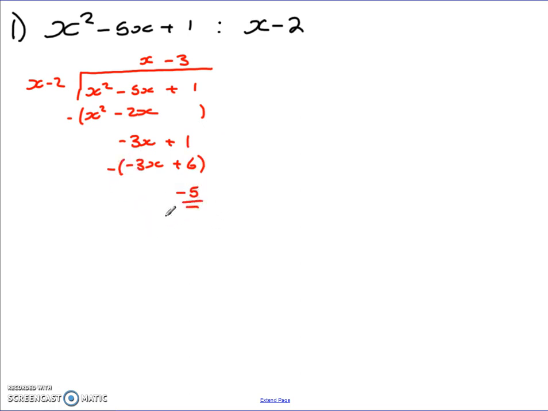So at this point, I've now got a power that's smaller than the highest power of the divisor. There is no x term, which means technically our power of x would be 0, because x to the 0 is 1. Great, we can stop. At this point, I can say, therefore, x squared minus 5x plus 1 divided by x minus 2 gives me x minus 3, remainder negative 5. So there's my quotient, and there's my remainder. So that's how we end up getting to one like this. We just have to remember these key steps to follow through.